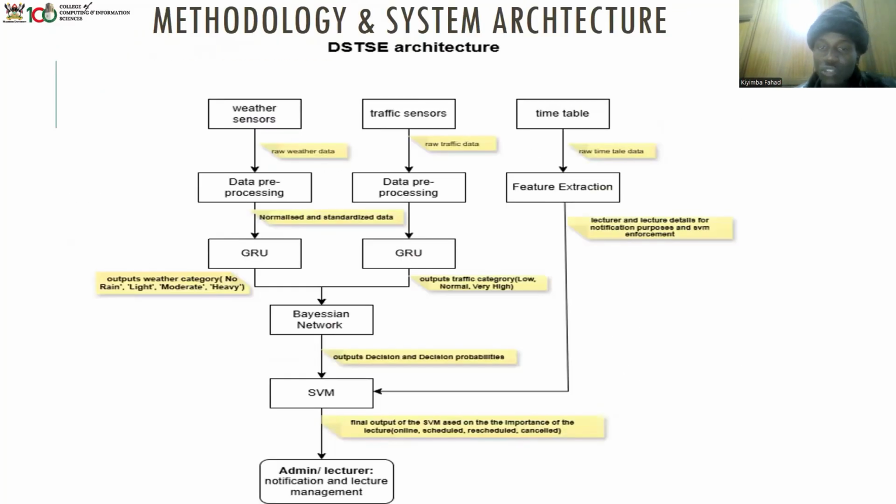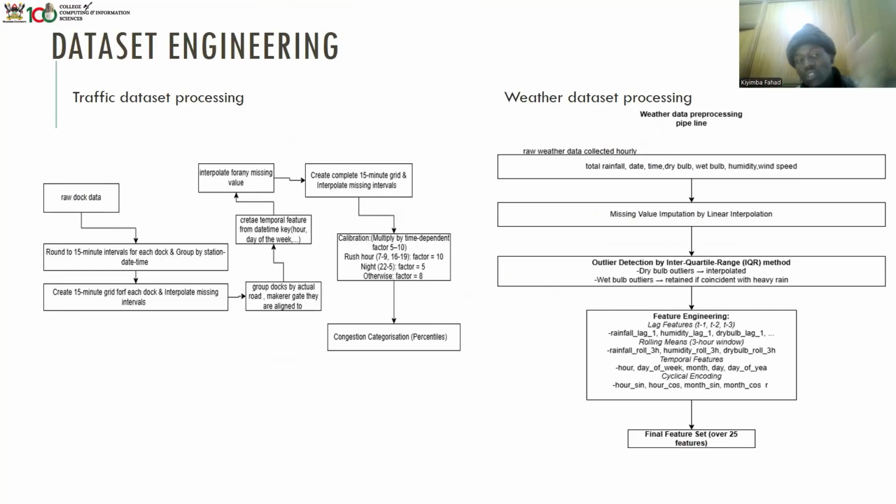Given this architecture that we had proposed, we now need to go for data engineering or pre-processing, where we had those processes of data engineering as well. So we had the data sets of weather and traffic. These are the processes that we went through in traffic data engineering before we did more pre-processing.